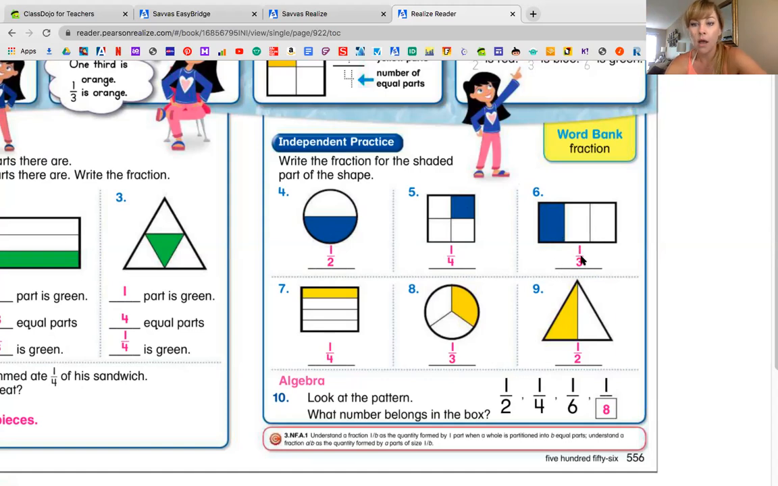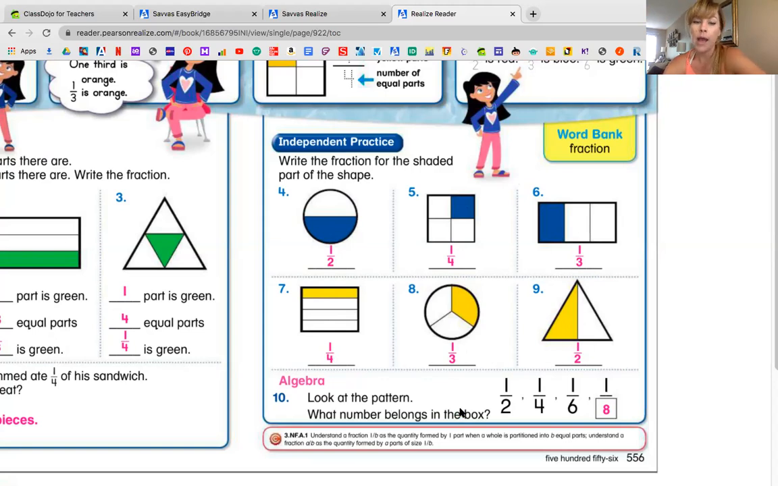I have one of the three pieces is blue. I have four pieces here. One is yellow. One of the four pieces is yellow. Here's a circle of three parts. One of the three pieces is yellow. And then once again, half. So one of the two pieces is yellow.